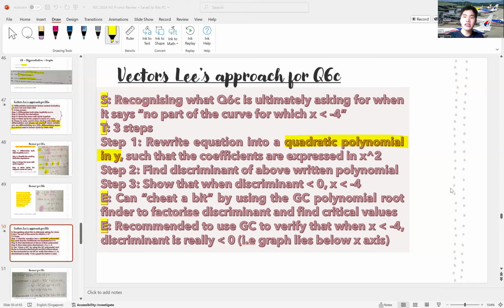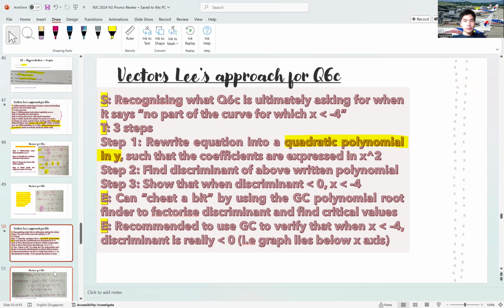The coefficients are expressed in terms of x. Later on, I'll show you what I mean. Then I'm going to find the discriminant above, and show that the discriminant is less than 0 and that x is less than -4.